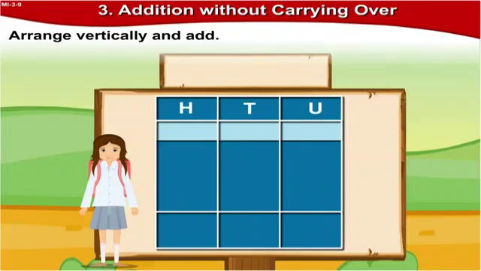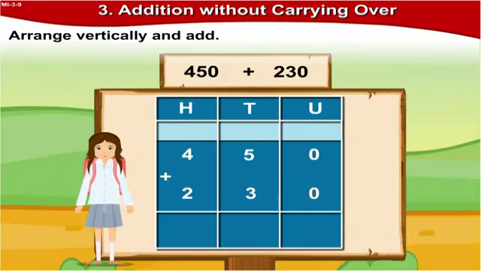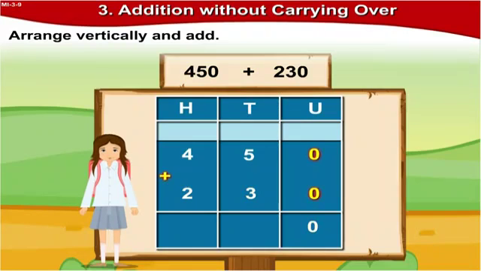Now the next sum, 450 plus 230. If you arrange them vertically, first you'll write HTU. Now 450 would be 400, 5 tens, 0 units, plus 230 would be 200, 3 tens, 0 units. Now let us begin our addition. 0 units plus 0 units is 0 units. 5 tens plus 3 tens is 8 tens. 400 plus 200 is 600, which means it is 600, 8 tens and 0 units, that is 680.